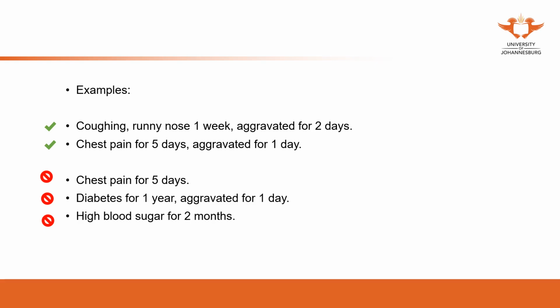From the first sentence, coughing, runny nose, 1 week, aggravated for 2 days, you will know what happened to the patient. Cough, runny nose for 1 week. That's the term: what happens and how long. It has been 1 week. The patient has had coughing and runny nose for 1 week, so why does he come to you now? That's because of the phrase aggravated for 2 days. So that's a chief complaint.